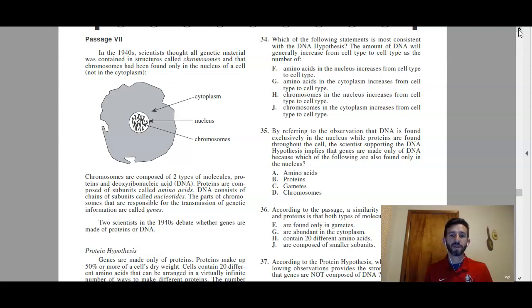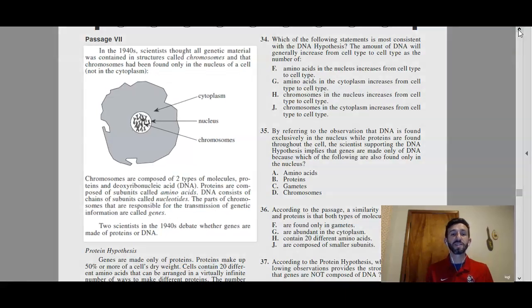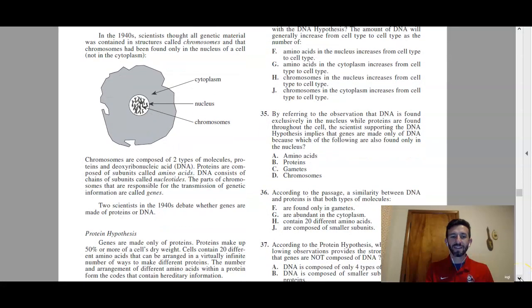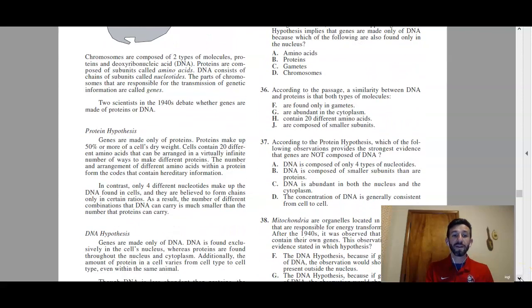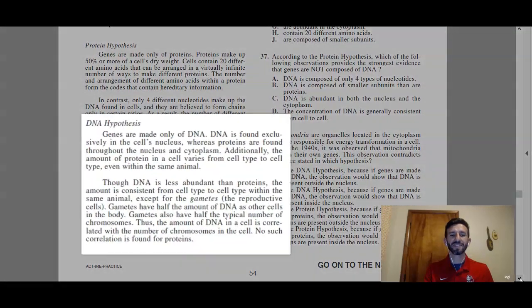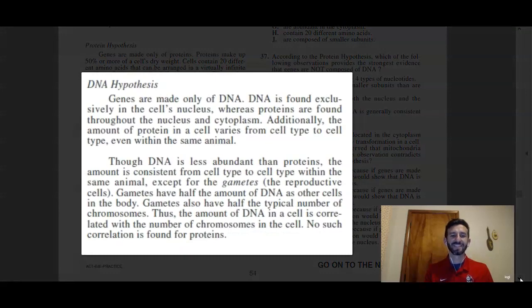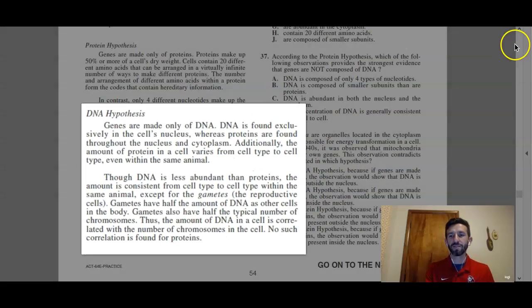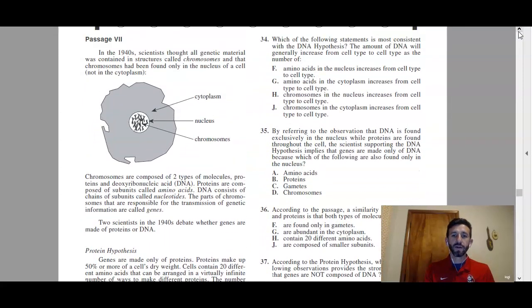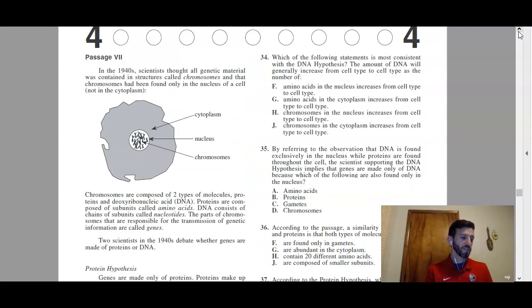So that's that. I'm going to zoom into each of the different paragraphs here. So let's take a minute to read first the first paragraph. Now, let's read the protein hypothesis portion. Now, let's read the DNA hypothesis portion. Okay, hopefully you read through the passage. And now, we are going to start answering these questions.